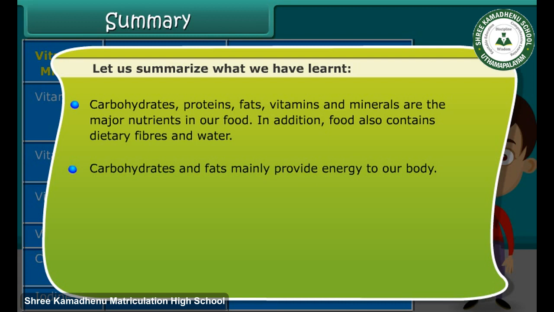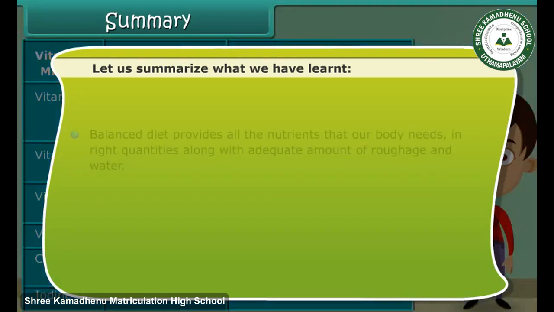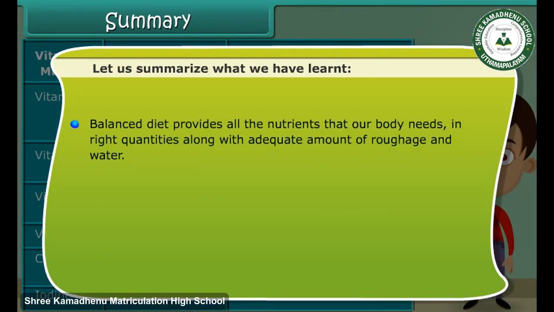Carbohydrates and fats mainly provide energy to our body. Proteins and minerals are required for the growth and the maintenance of our body. Vitamins help us in protecting our body against diseases. Balanced diet provides all the nutrients that our body needs in right quantities along with adequate amount of roughage and water.